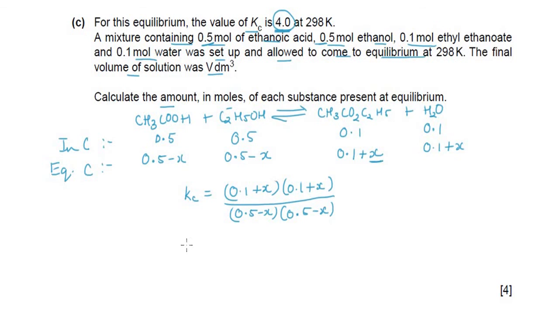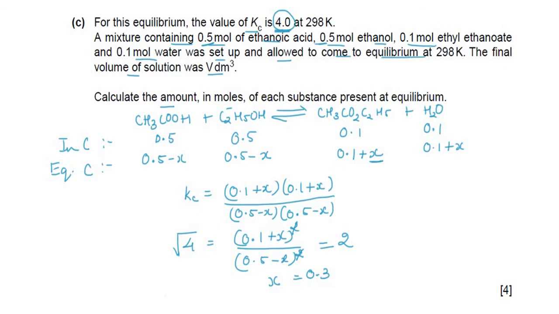So if we substitute that, 4 is equal to 0.1 plus x, and now you can write it in the square form, over 0.5 minus x whole square. If we want to remove this square, we can take the root of this, which will give us an answer of 2. Now this gives a value of x equal to 0.3.